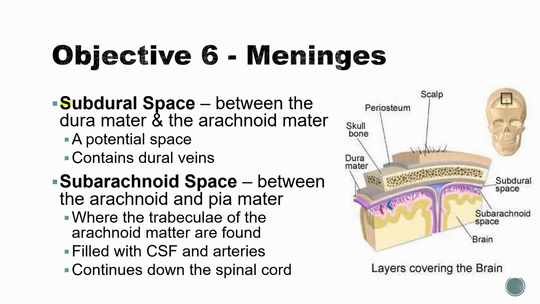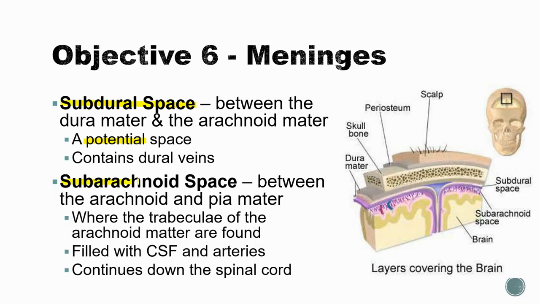Now subdural, like the name implies, sub means below, so the subdural space is going to be below the dura mater. Once again, it's kind of a potential space. There's not a lot of area between the dura mater and the arachnoid mater, once again, unless there's bleeding, and then you could see some spaces created there.